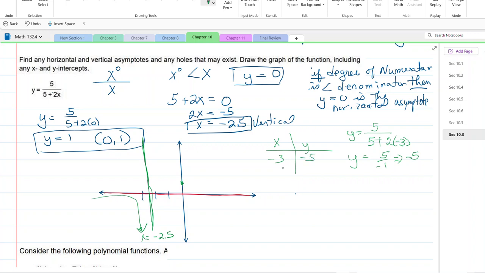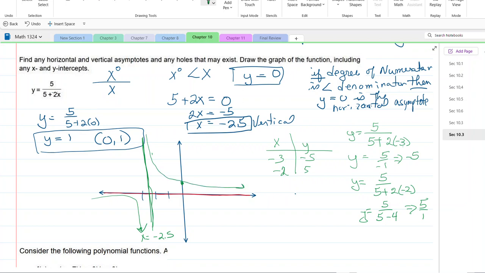Now, because that gave me a negative 5, I'm going to do a negative 1. That's on this side. Or I should do a negative 2. Okay. Now I'm going to have y equals 5 over 5 plus 2 times negative 2. Well, that is 5 over 5 minus 4. So that would be 5 over 1, which is 5. So at negative 2, I have 5, which is about right here. So this means I'm going like this.